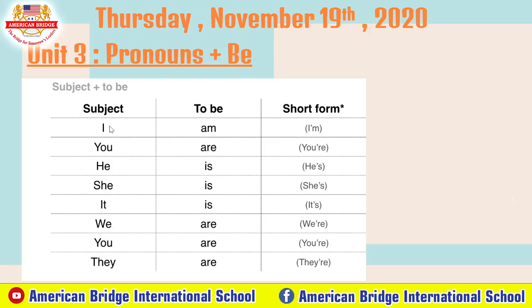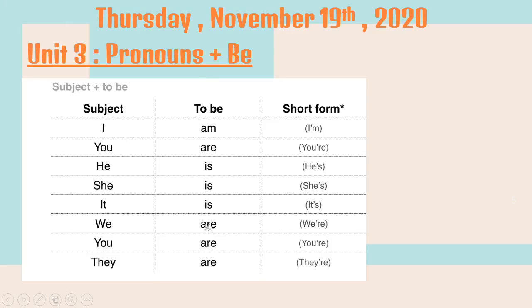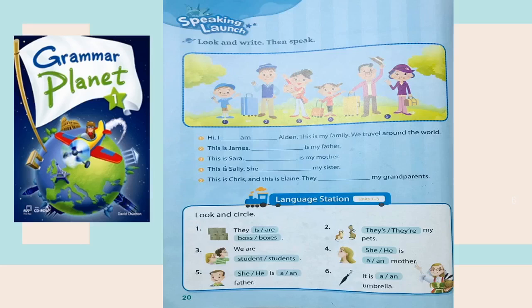So as you know already, subject plus to be: I am, you are, he is, she is, it is, we are, you are, they are. Here we combine them together. We can write it in full form, that we call long form, and this one is short form, right? Okay, so here teacher just reviews how to use some grammar from unit 1 until unit 3. So now let's move to our page.